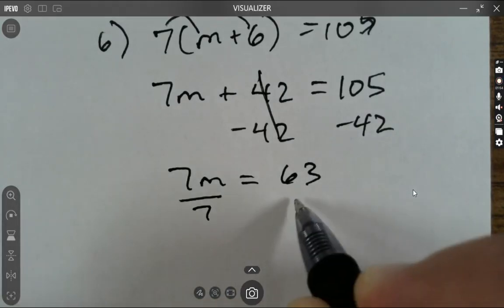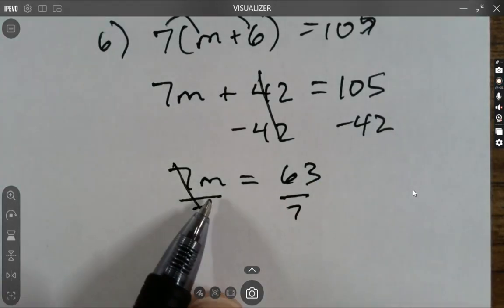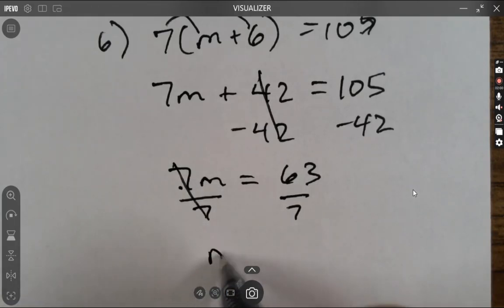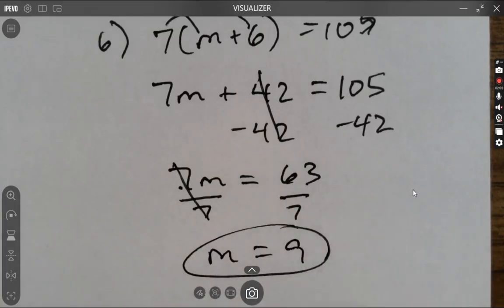Last step is to divide by 7. And the reason we're dividing is because 7 is multiplied by m, so we do the opposite, we divide, and we get m is equal to 9.